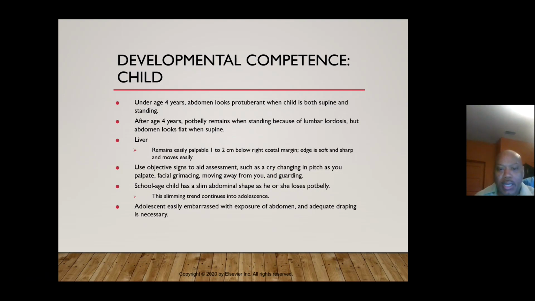Now, a school age child has a slim abdominal shape as he or she loses the pot belly. But this slimming trend continues into adulthood. Now, adolescents become easily embarrassed with exposure of the stomach, and so we have to adequately drape them as necessary, right? And this information, of course, can be found on page 554.